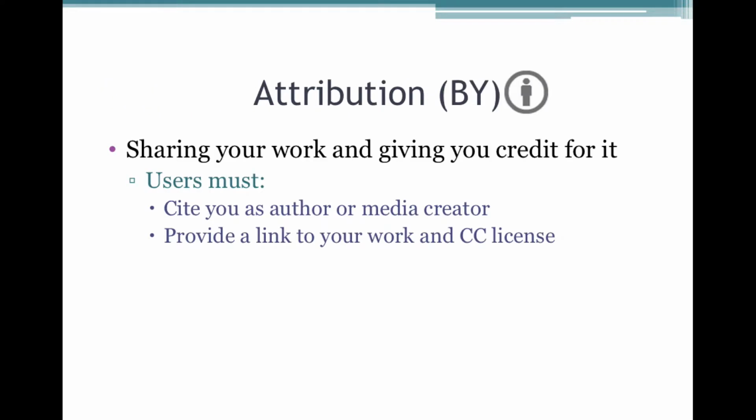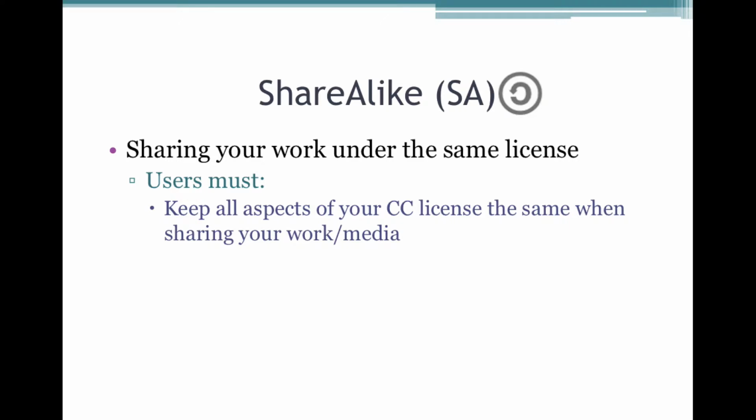First, attribution. All Creative Commons options require users to attribute your contributions or work to you. Users must do this by citing your name and providing a link to your work and your Creative Commons license. Next, share alike. Share alike requires that users distribute any of your contributions under the same licensing agreement as your original work.